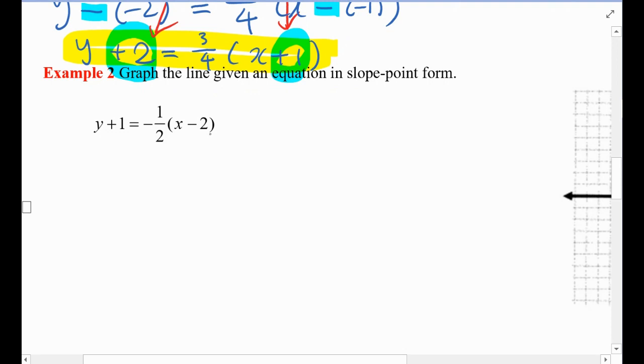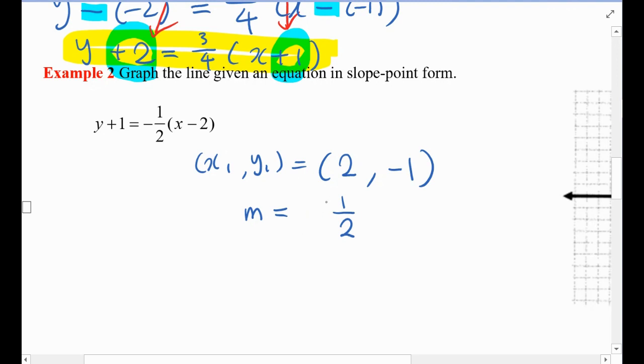Okay, so this is x1. But remember that because of the negative sign in the formula, we have to change the sign. So (x1, y1) will be: this is negative 2, we are going to change the sign, positive 2. This is positive 1, we're going to change the sign, negative 1. Okay? So (2, -1) is the point. And the slope is negative 1 over 2.